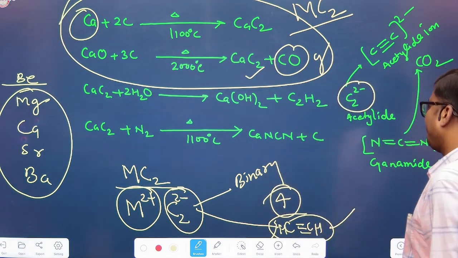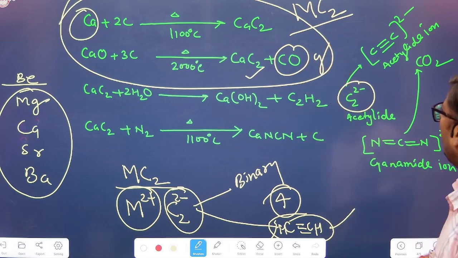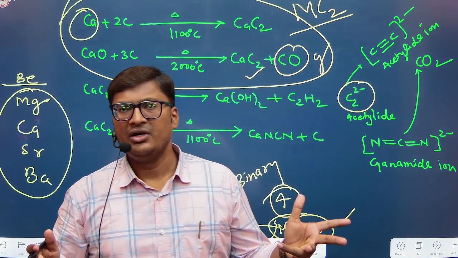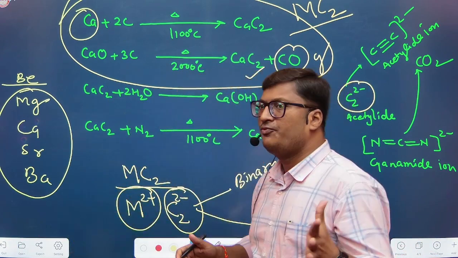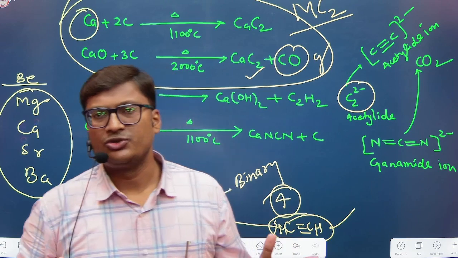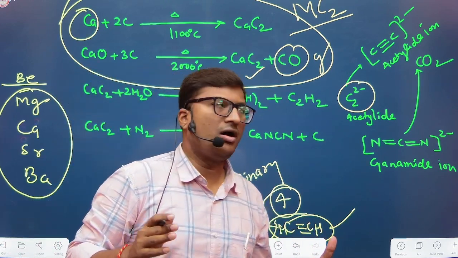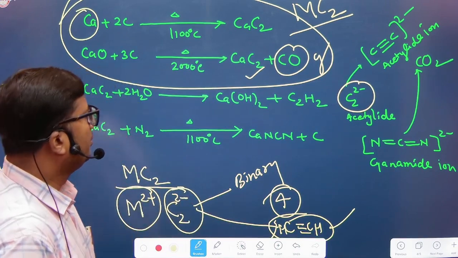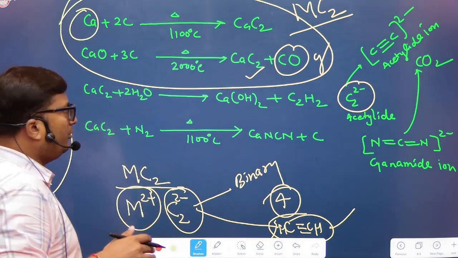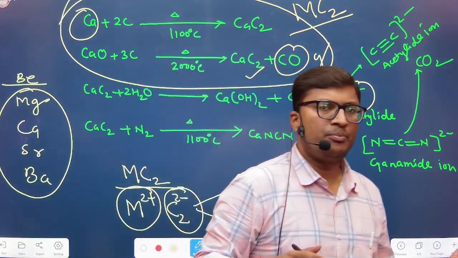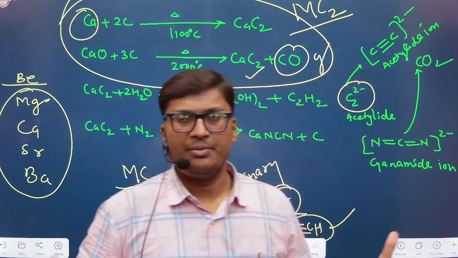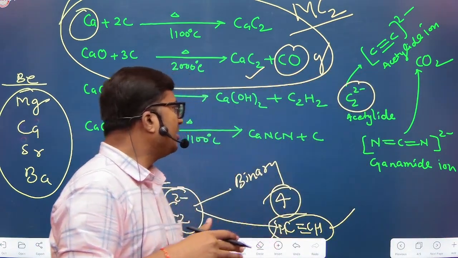So all the alkaline earth metals actually form MC2 type of ionic solids, so they are treated as ionic carbides. Now we come across the properties. So what are the properties of such type of ionic compounds?